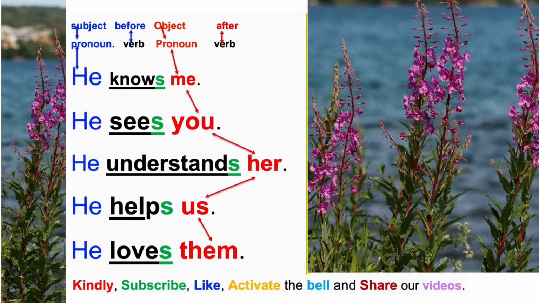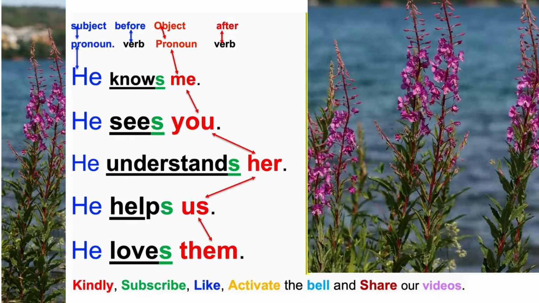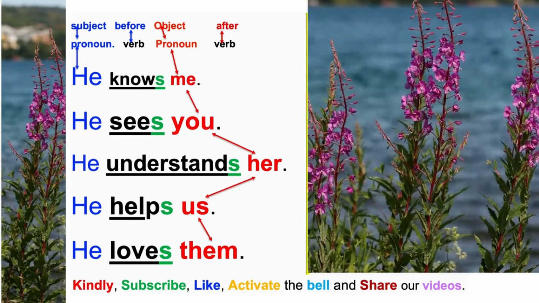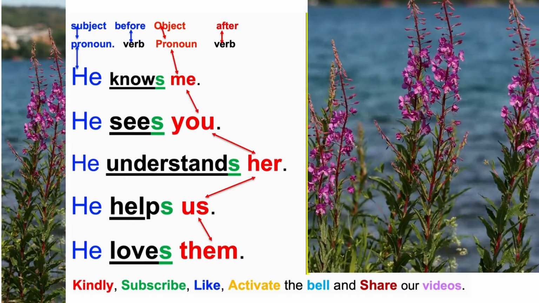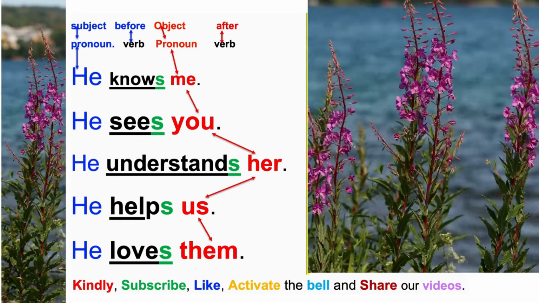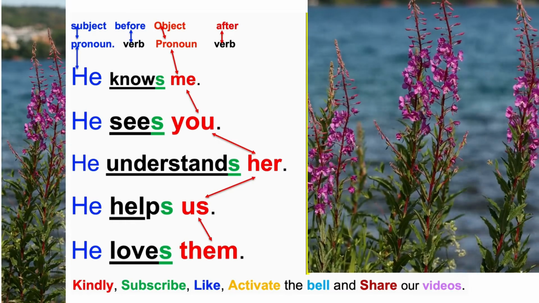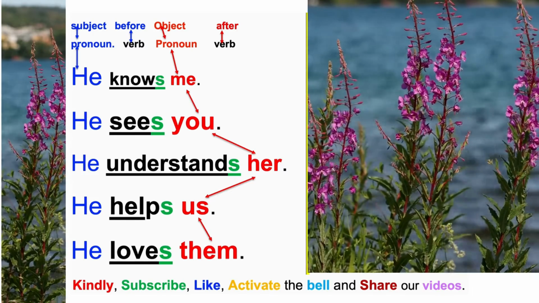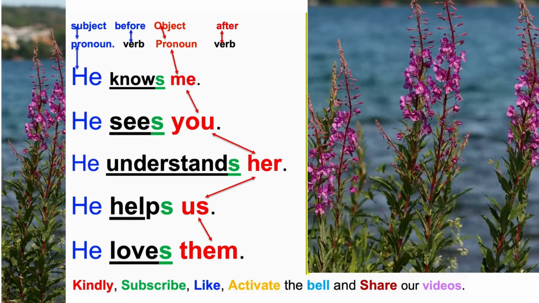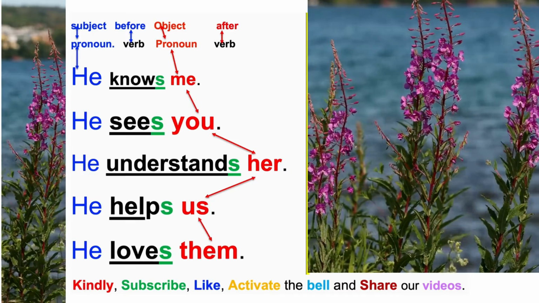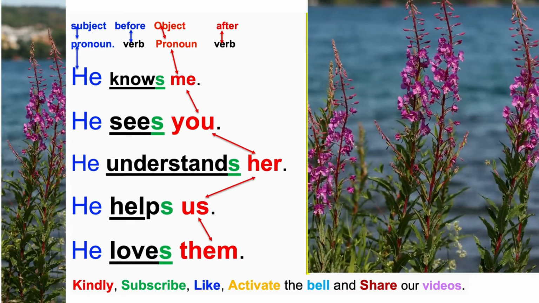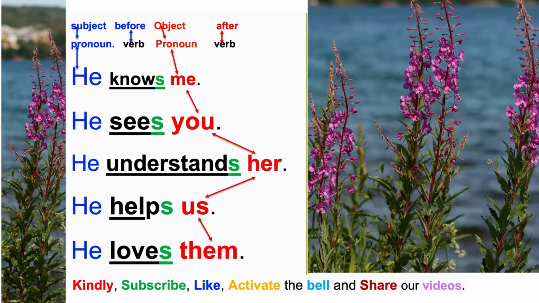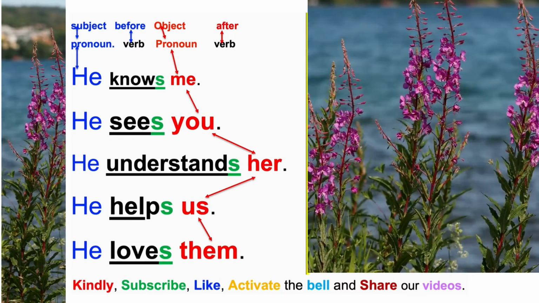He understands her. He helps us. Can we say he helps we? No. We never comes after the verb. It comes before the verb because we is a subject pronoun. It's not object pronoun. So he helps us. And the last example, can we say he loves they? No, we cannot, because they always comes before the verb and never after the verb. So if you want to say they after the verb, say them and not they, because they is not correct.